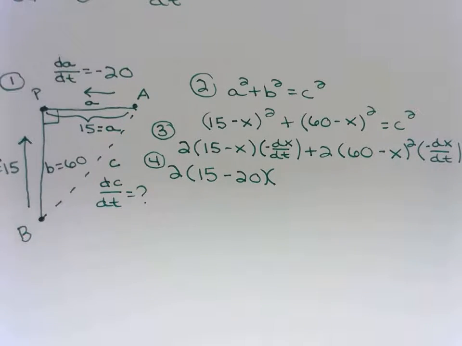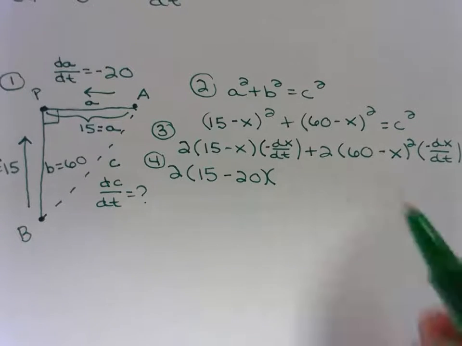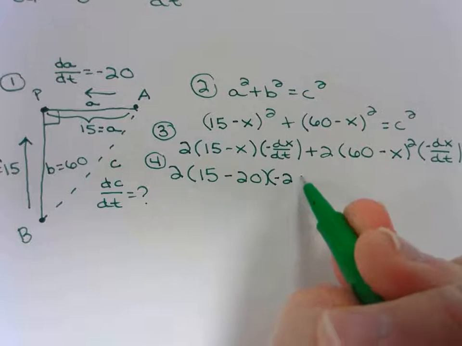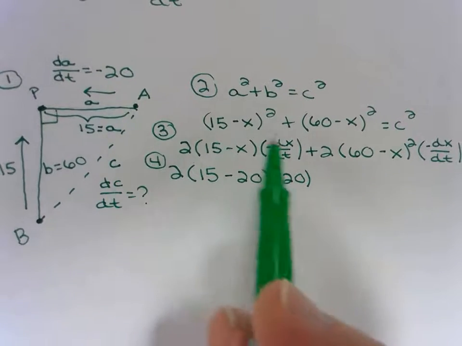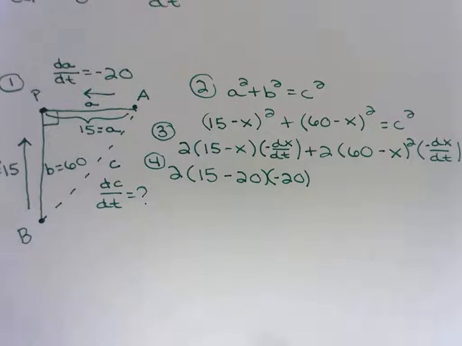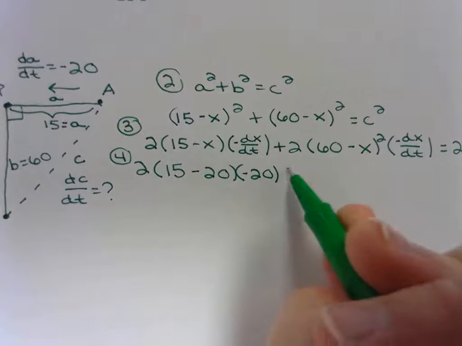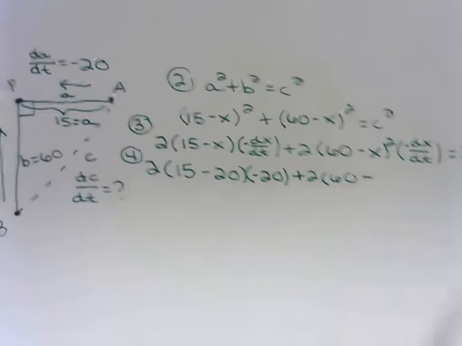Now let's think about this. I want to know the distance between them after an hour. So X is going to be the distance that ship A goes after an hour. I go 20 miles per hour. So after an hour, I've went 20 miles. dx dt is going to be the negative 20. Now I have two negatives here. You really only need one. I know it's negative, so that's a negative 20. Plus 2 times 60 minus x is the distance.